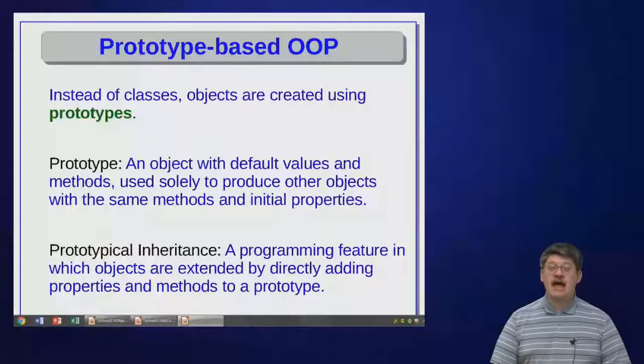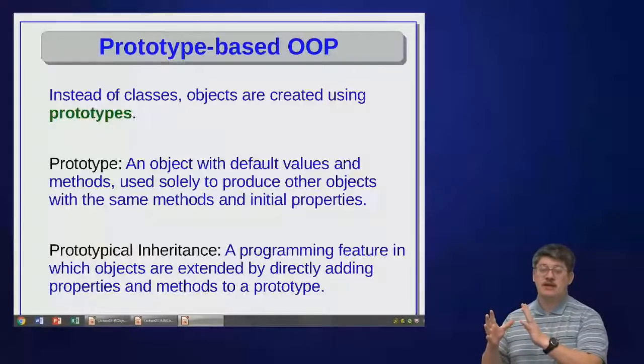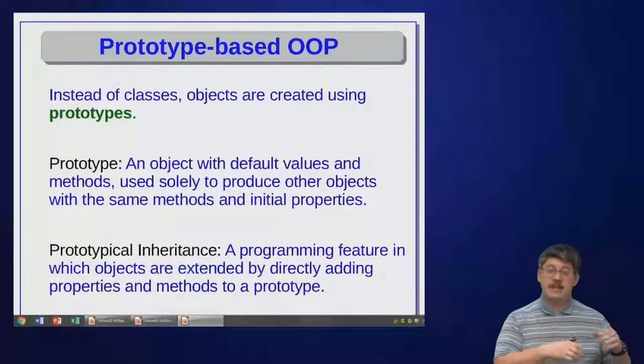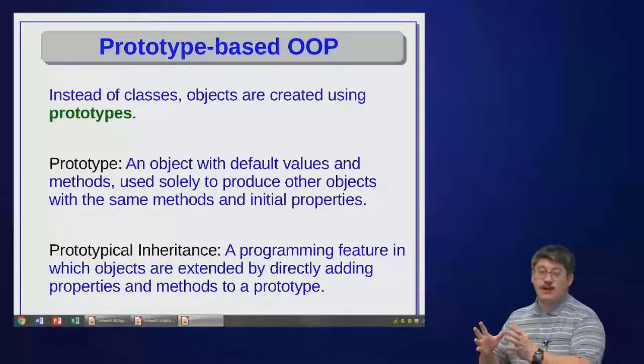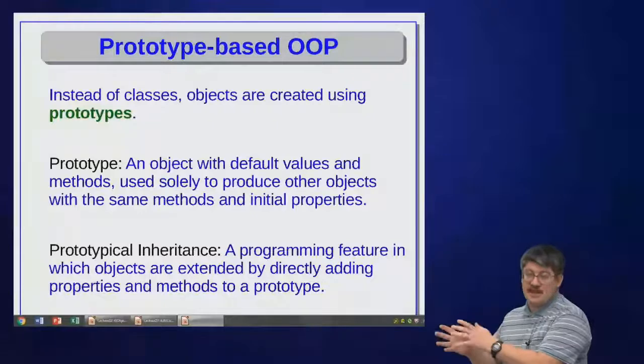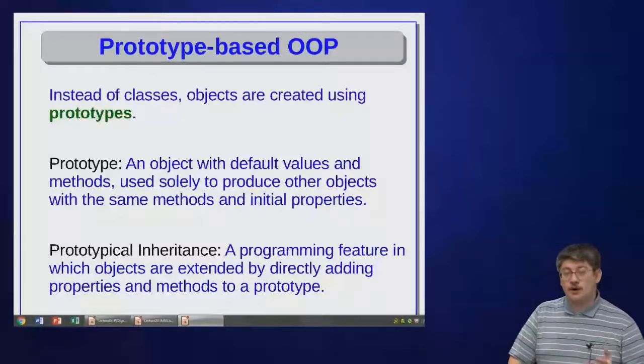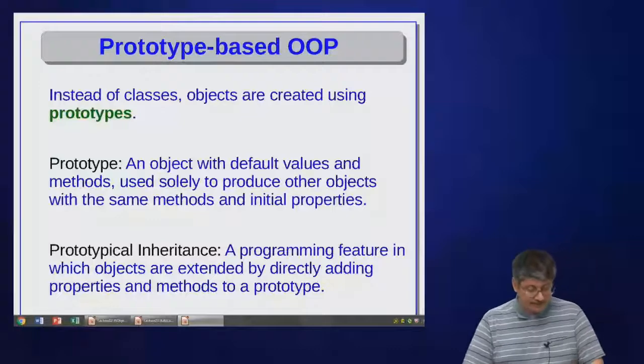So for example, I could create a prototype user, and then I could copy that user a bunch of times and change the first copy's name to Bob, and the second copy's username to Fred, and the third copy's username to Sally, and I could set all the passwords, and that's how object-oriented programming would work in JavaScript.